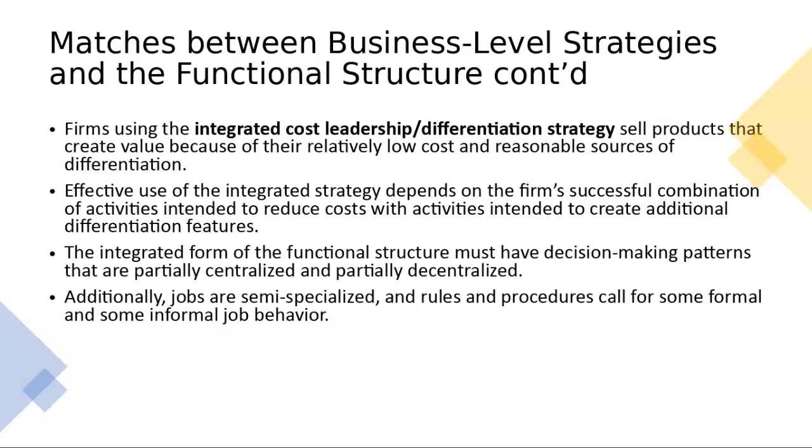Okay, so is this the last one? Firms using the integrated cost leadership and differentiation strategy in the functional structure sell products that create value because of their relatively low cost and reasonable sources of differentiation. The effective use of the integrated strategy depends on the firm's successful combination of activities intended to reduce costs with activities intended to create additional differentiation features. If you remember when we did this, we talked about the balance between the cost and the differentiation and combining them. The integrated form of the functional structure must have decision-making patterns that are partially centralized and partially decentralized.